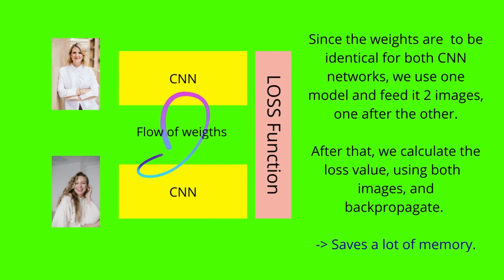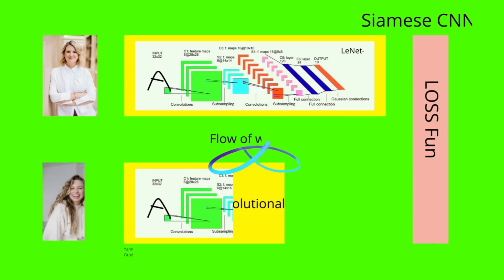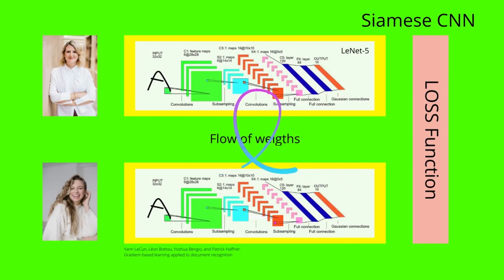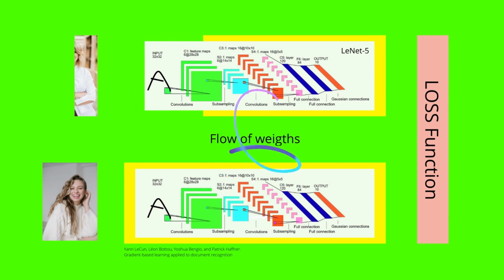Now, since the weights are to be identical for both convolutional neural networks, for example, we use just one model and feed it two images, one after the other. After that, we calculate the loss value using both images, backpropagate, and this saves us a lot of memory. And talking about convolutional neural networks, yes, I really mean CNNs. Here you have LeNet-5. You really see here you have a complete neural network, a black box, where you have a flow of weights between your two CNN models that are identical, and you compute the loss function and everything else.